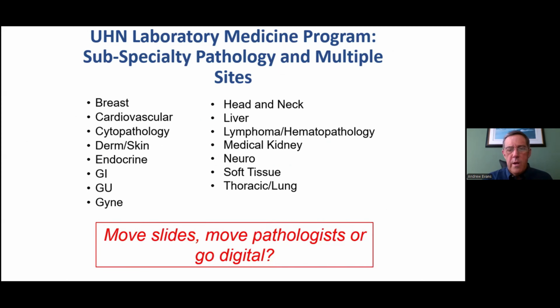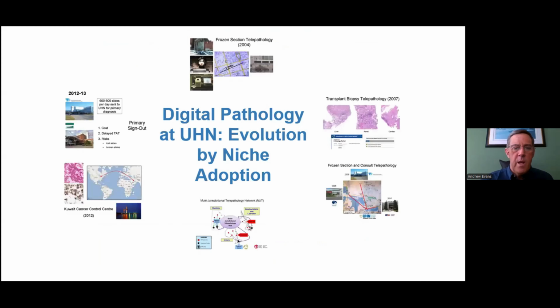And in order to try and provide subspecialty care across different sites, the question arose very early on: do we move slides, do we move pathologists, or do we look at digital path? And this started back in 2004. This is a slide that summarizes the digital pathology evolution at UHN through a series of niche adoptions. It grew very organically, starting with the one application up on the top, which was frozen sections between Toronto Western and Toronto General. And I'll describe a few of the other projects and initiatives on this diagram.